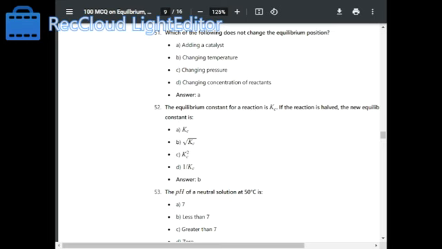Question number 52. The equilibrium constant for a reaction is Kc. If the reaction is halved, the new equilibrium constant is option A Kc, option B under root Kc, option C Kc square, option D 1 upon Kc. The correct answer is B, under root Kc. The equilibrium constant will be under root Kc.